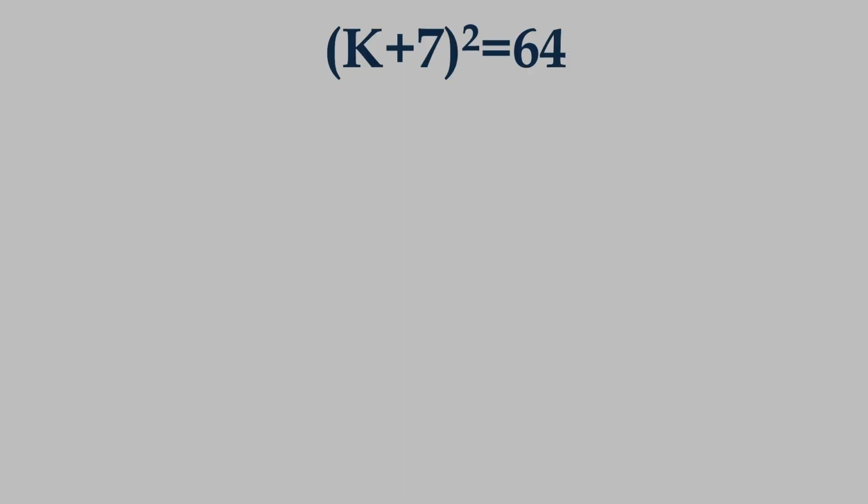Hello everyone. Today we are going to find the value of k for the given equation (k + 7)² = 64. So let's start by writing the equation. (k + 7)² = 64. First, we are going to solve this with two methods.